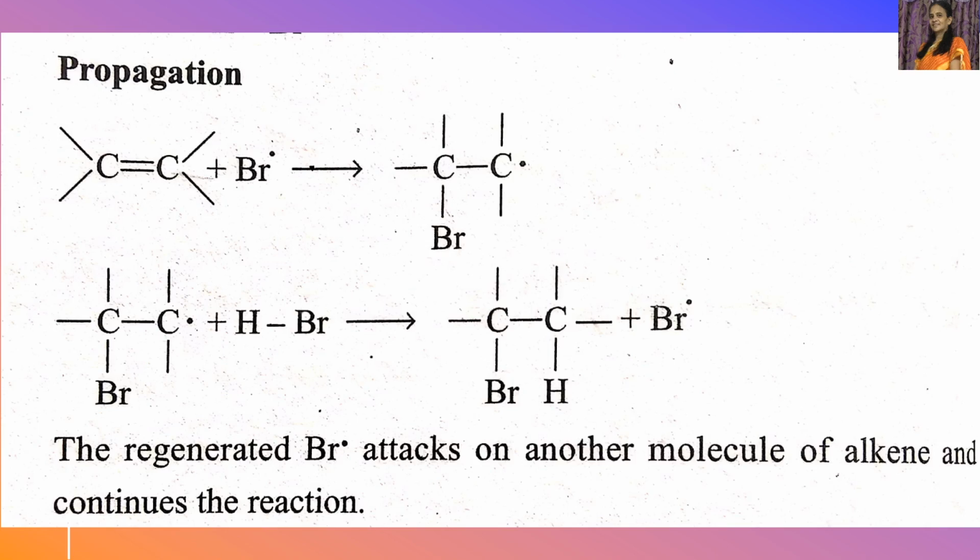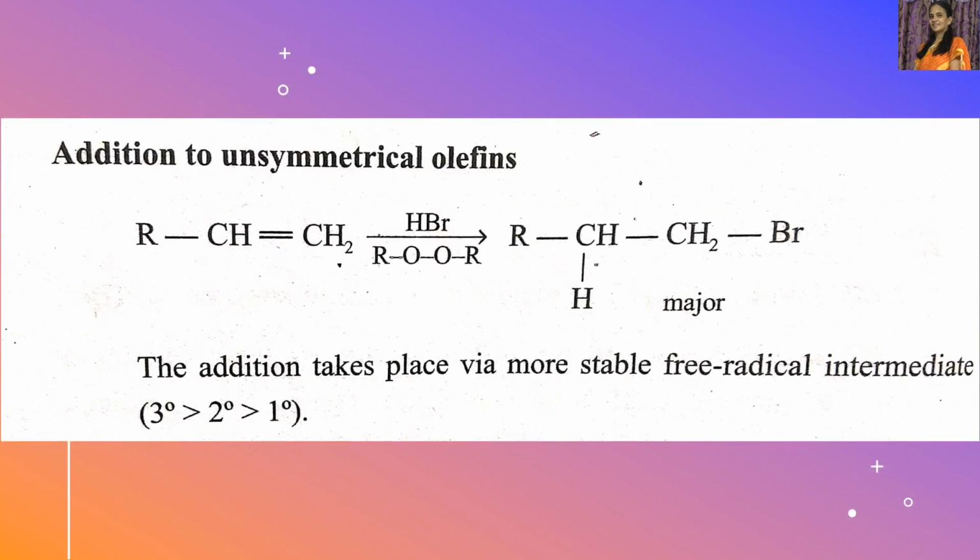Here this regenerated Br dot, that is the bromine free radical, attacks another molecule of alkene and continues the chain reactions. Okay. So like this, the chain reaction propagates. Now let us see one specific example. See, this is the specific example.